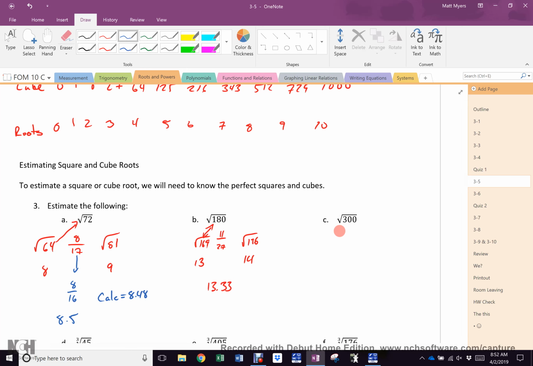What's it between? What's immediately to the left of it? 17, right? 289, which is 17, and 324, which is 18. How far is this? 33. How far is this? 11. 11 over 33 is what fraction? 1/3, 17.33. Everybody cool?